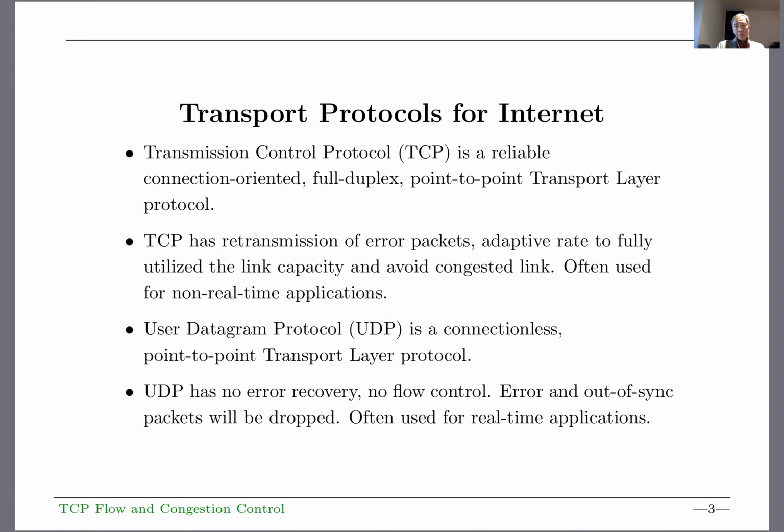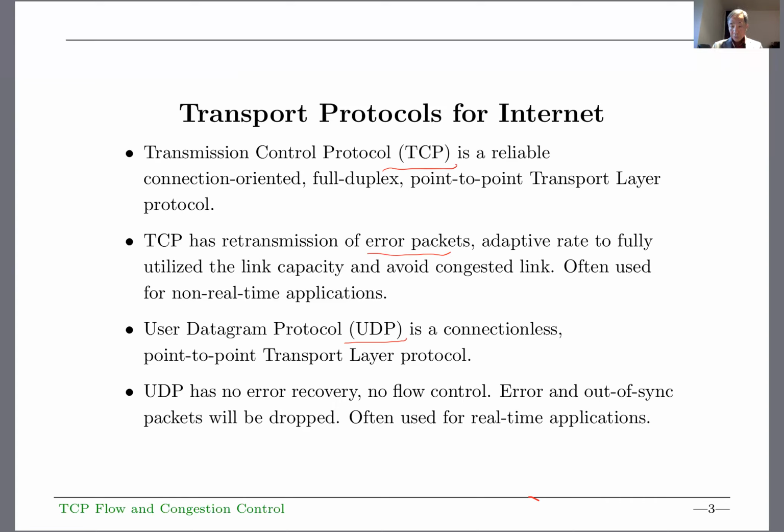Just a background on transport layer protocols. For the Internet, there are two types. One is TCP, which we are going to address today, and the other is UDP. TCP is a reliable, connection-oriented, full duplex, point-to-point transport layer protocol, with retransmission of error or lost packets and an adaptive rate to fully utilize link capacity.